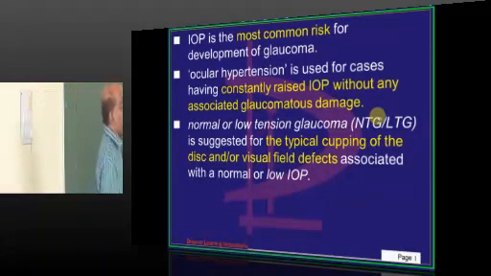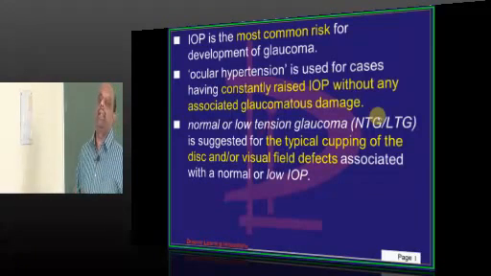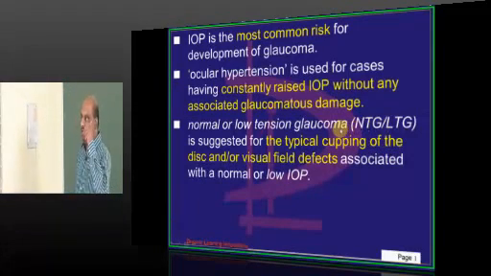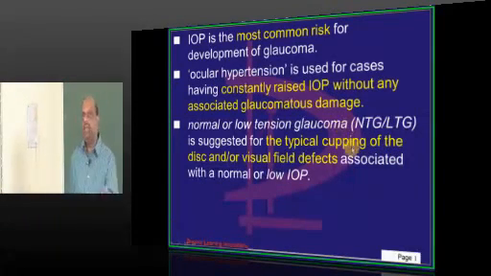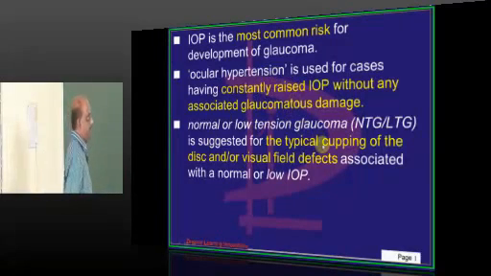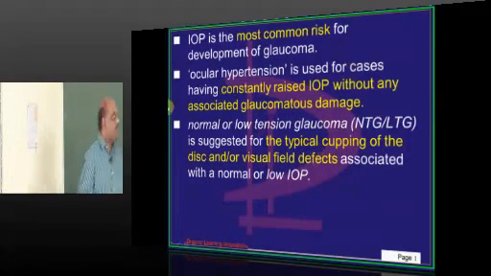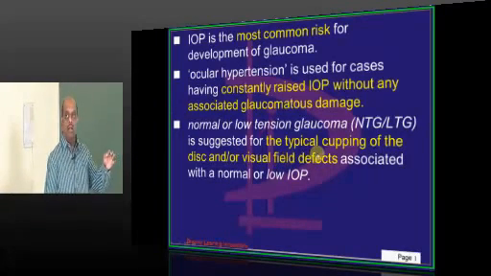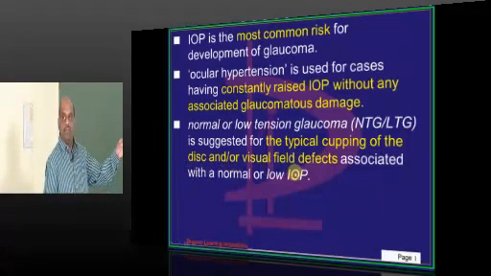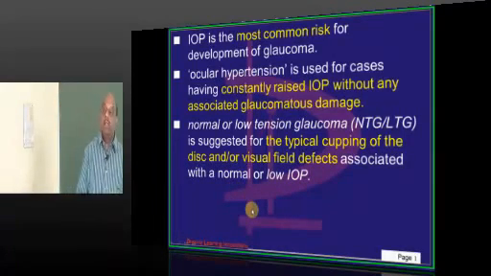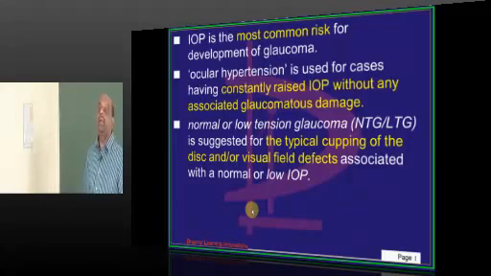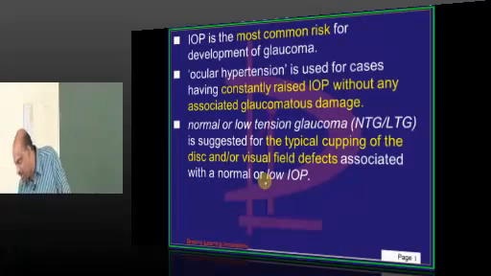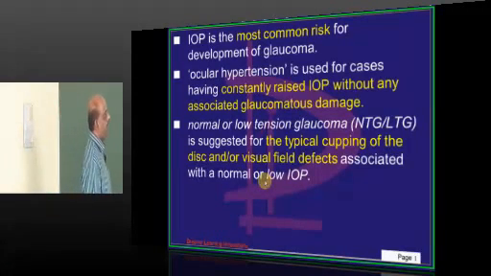Now, ocular hypertension, when do you call it that? If there is a raised IOP without any glaucomatous changes on examining the fundus, you call it simple ocular hypertension. It is called normal or low tension glaucoma if there is cupping of the disc or visual field defects in spite of a normal or low intraocular pressure. That is what you have to basically remember.